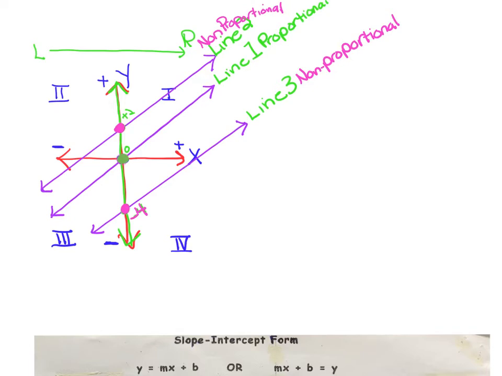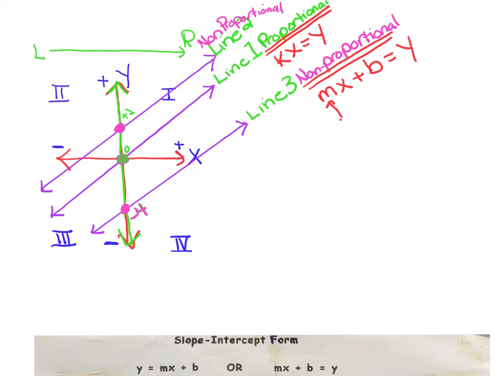If we were to write an equation for each of these lines, we know the proportional equation would look something like this: k times x equals y. But if we were to write an equation for the 2 lines that are non-proportional, we would use the equation mx plus or minus b equals y, where the m represents your slope, and in this case, it would be a positive slope, and your b represents your y-intercept.